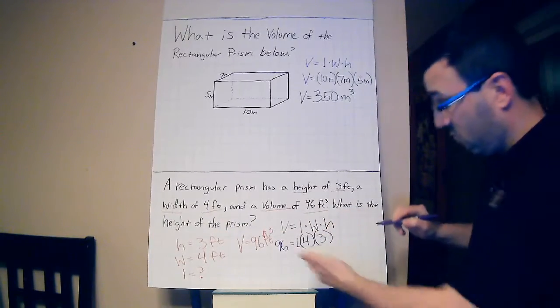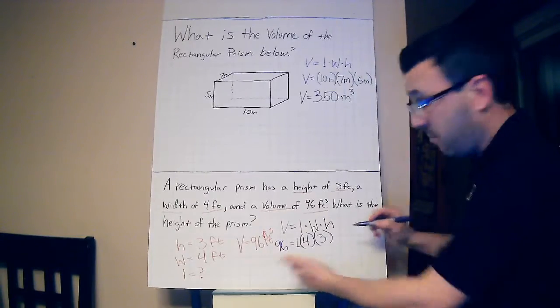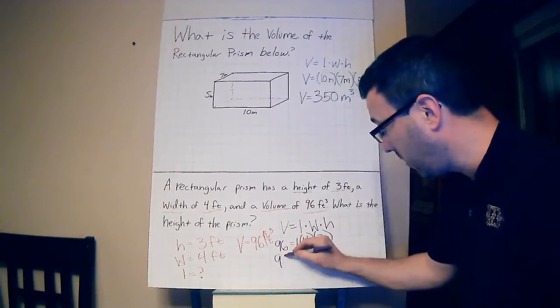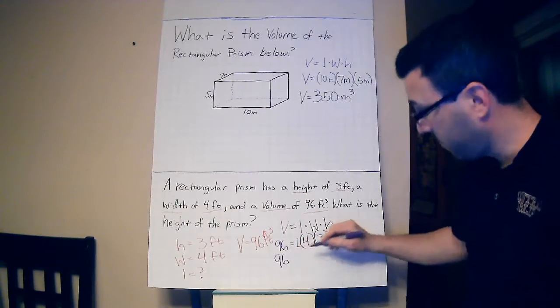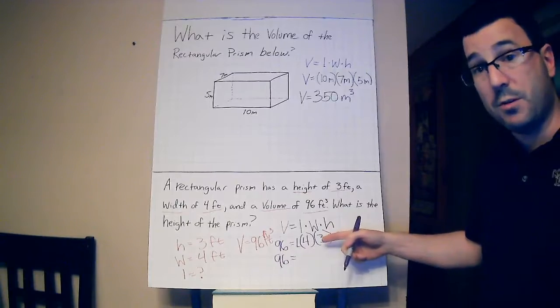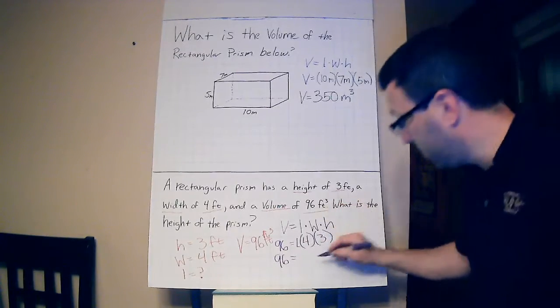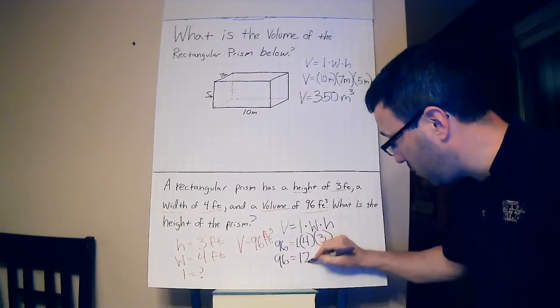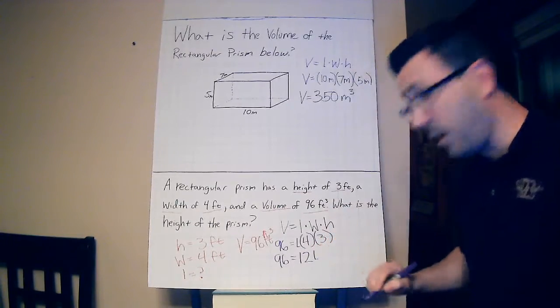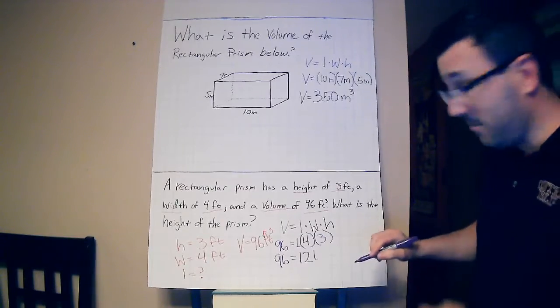So, anything happening on the left-hand side with the 96? Nothing right now. So I'll write 96. On the right-hand side, I can multiply 4 times 3. 4 times 3? 12. So I get 12 times L. Now it's a one-step equation.